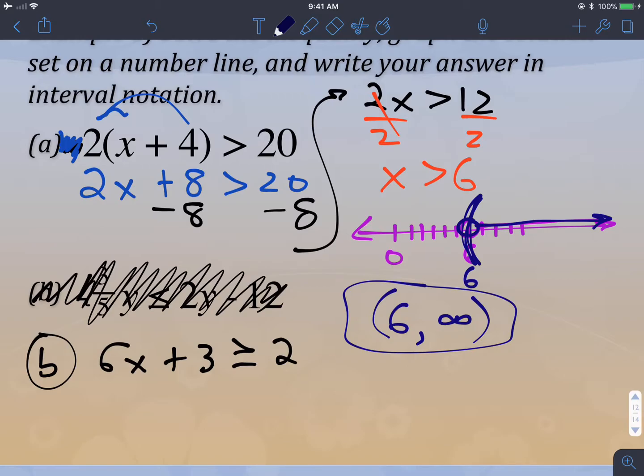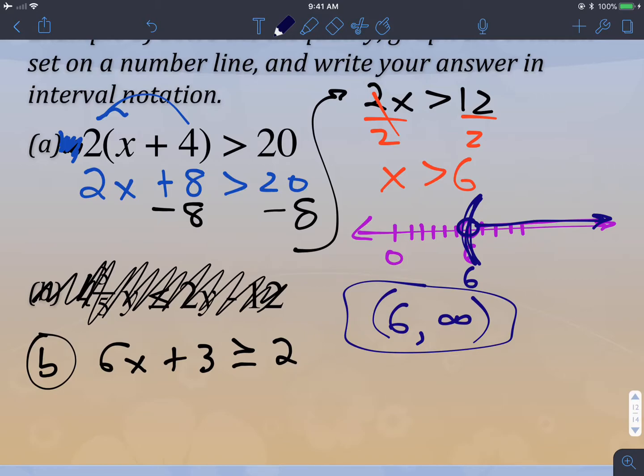Okay, so if x is greater than 6, it's going to be open circle to the right. The difference here, it's going to be closed circle to the right. Here's positive infinity. Here's negative infinity. This one will be open circle to the left. This one will be closed circle to the left. That makes sense.